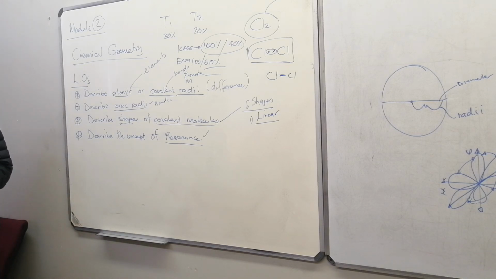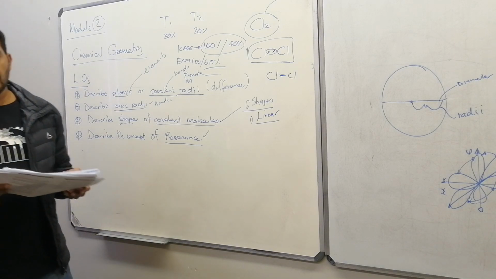If we're looking at the chlorine molecule, it tells us that the bond length is equal to 1.98 Å. This is a unit of measurement, which is equal to 10 to the power minus 8 centimeters. I want you to put that in a calculator: 10 to the power minus 8.